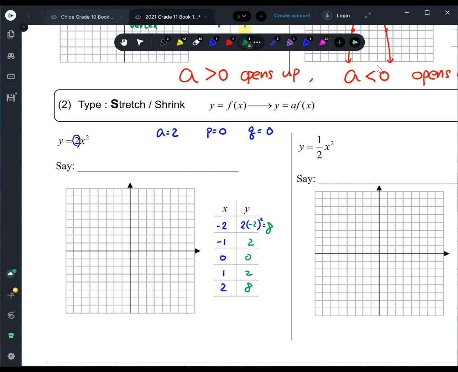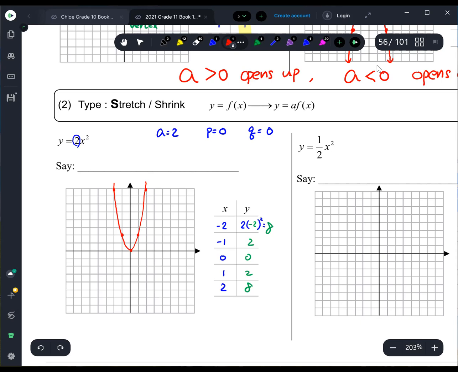So this time, if we graph it, let's plot the points first. -2, 8 is all the way to the edge. -1, 2, 0, 0, 1, 2, 2, 8. Make sure you make a curve, okay? And then we're going to talk about the shape of this graph. Can you raise your hand when you finish this graph?